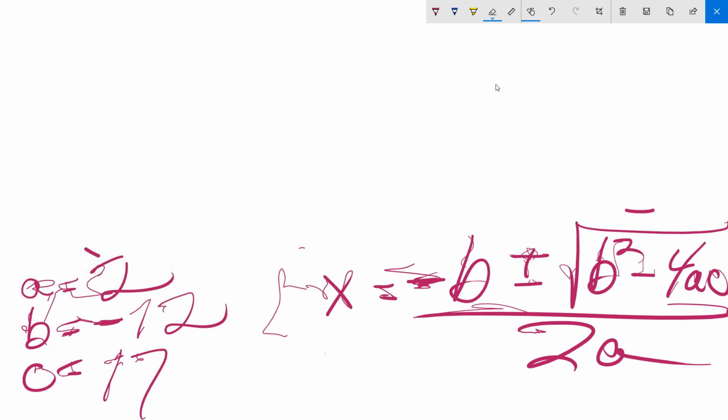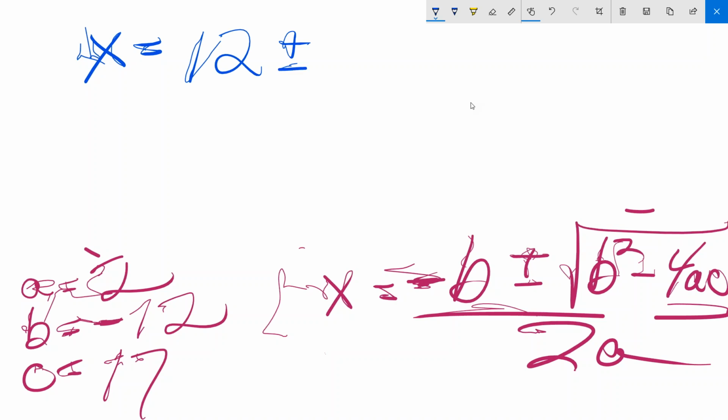Okay, so I'm going to take this A, B, and C and plug it into the quadratic formula. So I've got X equals what? What's negative B? Positive 12. Good. What's B squared? 144. B squared is minus 12 times minus 12. Yeah, sorry.